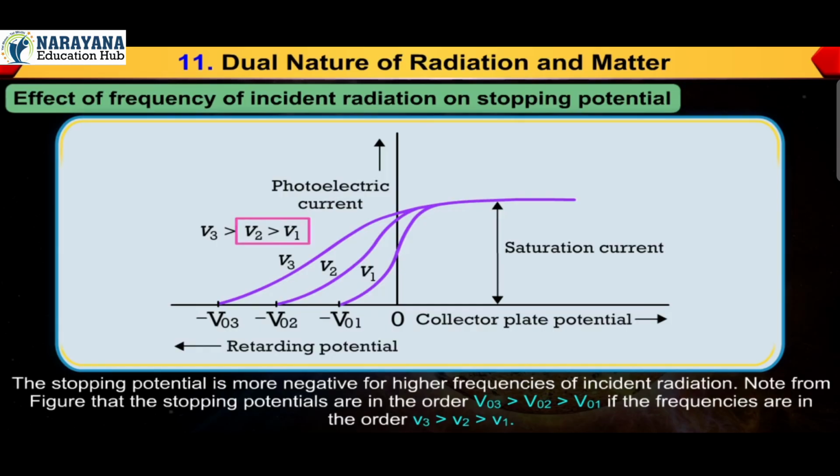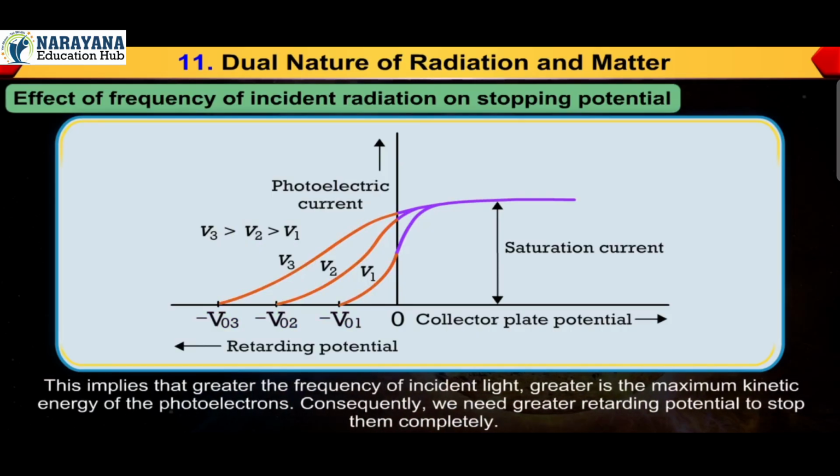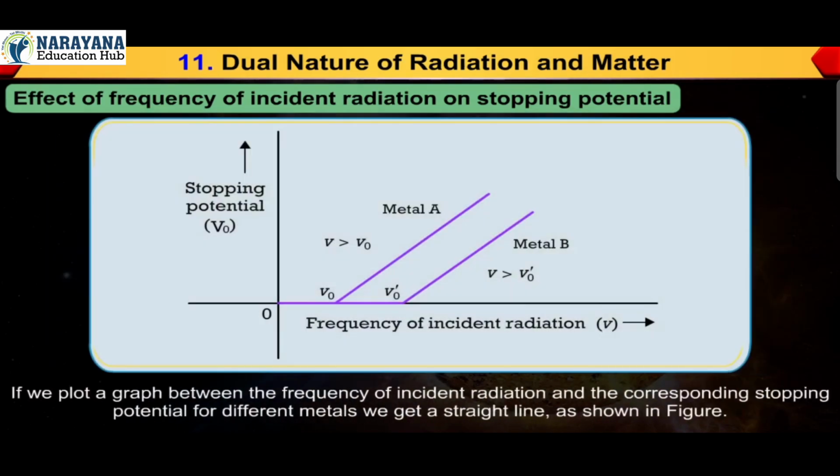If the frequencies are in the order nu3 is greater than nu2 is greater than nu1, this implies that greater the frequency of incident light, greater is the maximum kinetic energy of the photoelectrons. Consequently, we need greater retarding potential to stop them completely. If we plot a graph between the frequency of incident radiation and the corresponding stopping potential for different metals, we get a straight line as shown in figure.